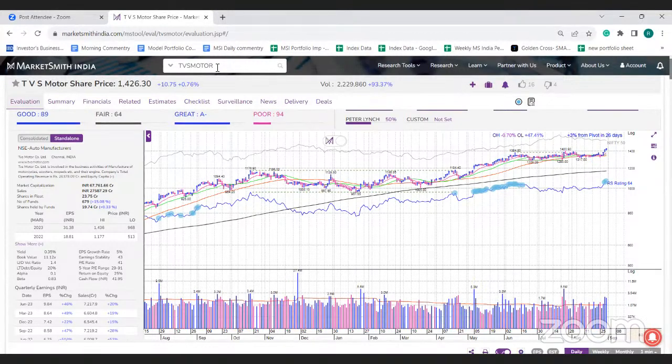It is looking very good on most of the parameters, and you can continue to hold it if you already have this stock, and keep around 50 DMA as a stop loss for selling.